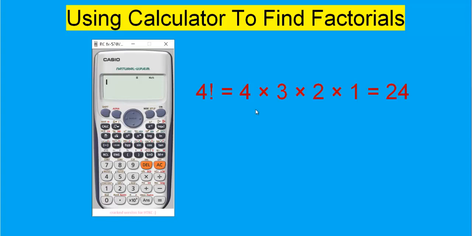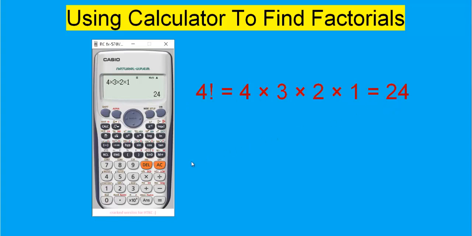Hello everyone, this video will show you how to calculate factorial using your scientific calculator. For an example, I want to find out the factorial number of 4. 4 factorial means 4 multiply 3 multiply 2 multiply 1. That means 24 is the factorial number of 4.